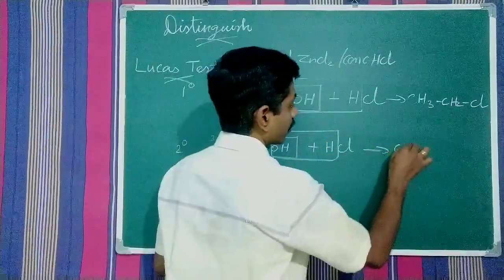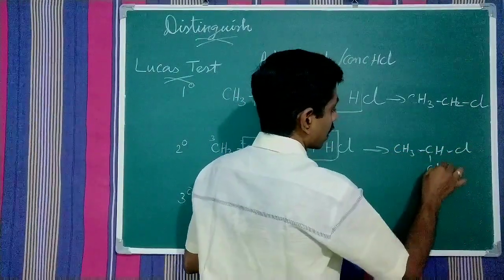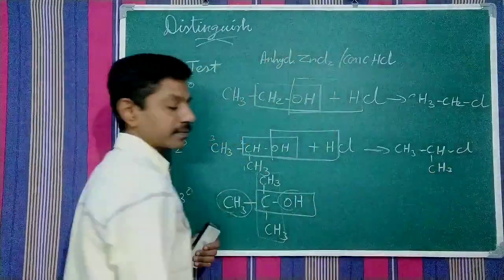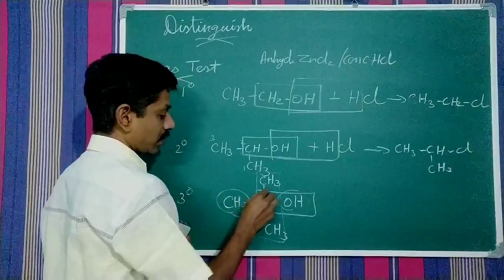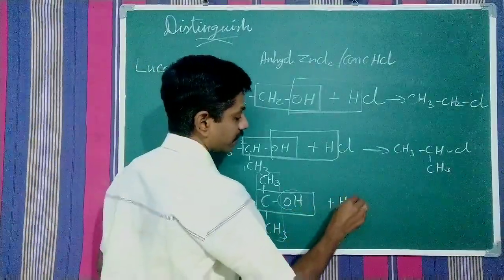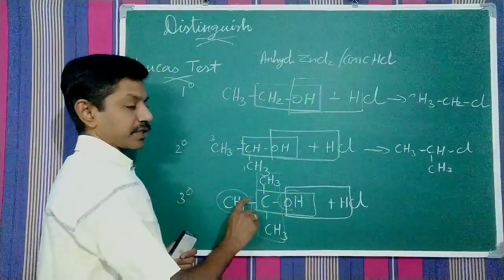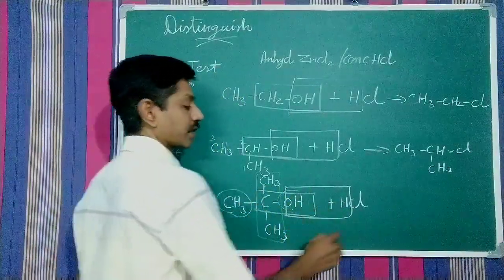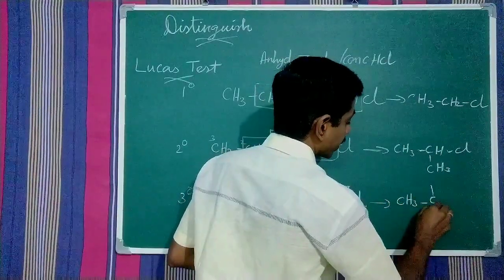The same way, here also when hydrochloric acid reacts, a molecule of water will be removed and the product formed is CH3CHClCH3. So this is 2-chloropropane. And the next one, tertiary butyl alcohol, reacts with hydrochloric acid in a similar manner, and on reaction gives you tertiary butyl chloride.